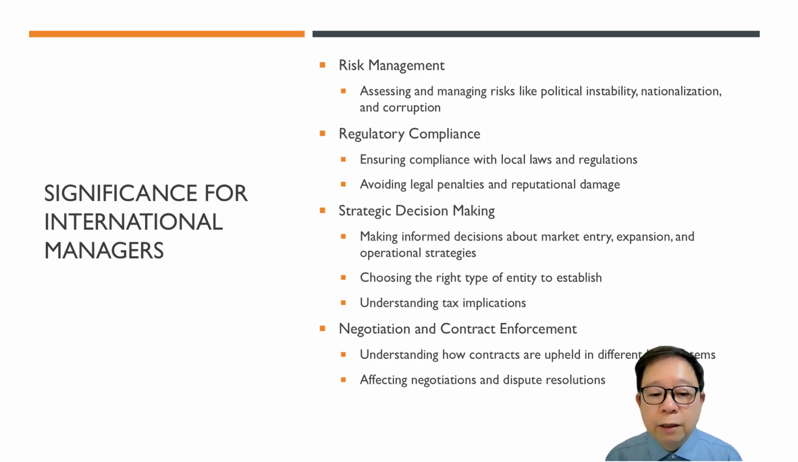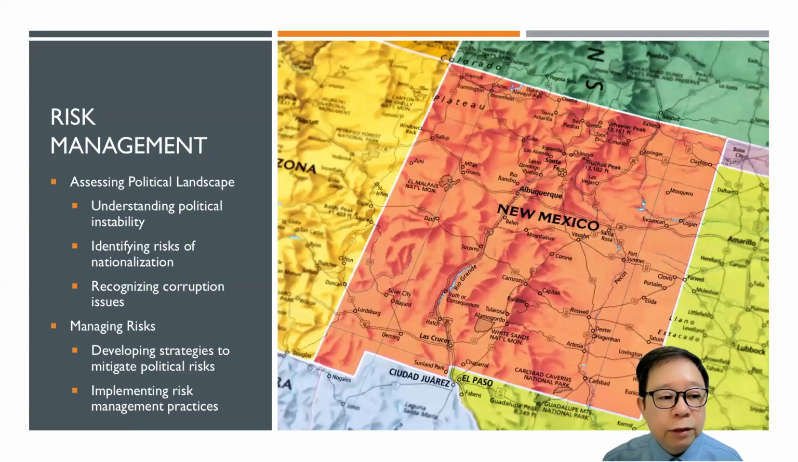Strategic business decision making: making informed decisions about market entry, expansion, and operation strategy. This is very important. We need to select the right type of entity to establish. There are different formats in which you can form companies. Understanding the tax implications. Even when we start discussions, negotiation, and contract drafting with a customer or supplier, we need to understand, because the nature of the contract may be very different in each country. It will badly affect the negotiation and dispute resolution, right? So when you have disputes as you expand to overseas markets, whether the law applied is that of the local country or the overseas country, all these things we need to take note of.